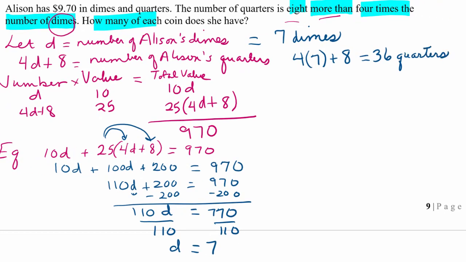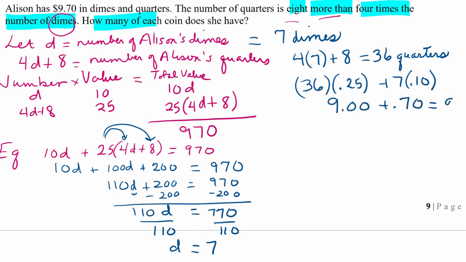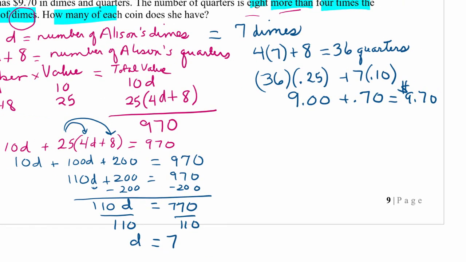Now, does that add up to $9.70? So 36 times 0.25, that's our quarters, plus 7 times 0.10, the dimes. Here we have $9. Here we have 70 cents, and that gives us 9.70. Right, that's our check. So conclusion, Allison has 7 dimes and 36 quarters.